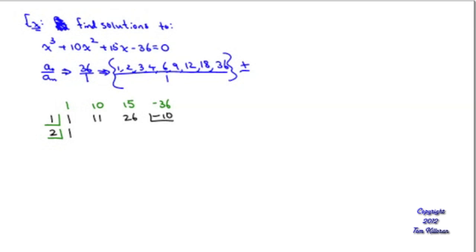2 times 1 is 2 plus 10 is 12. 2 times 12, 24 plus 15 is 39. 2 times 39 is a big ugly positive number, minus 36. 78 minus 36 is 42. And I could care less, because at that point you know it's not going to be 0. That's the important thing. But I do care that it's positive. Why do I care it's positive? Because 0 cannot be positive or negative.